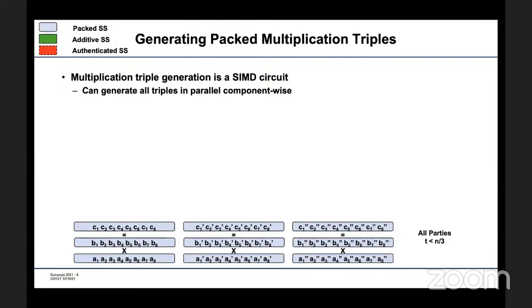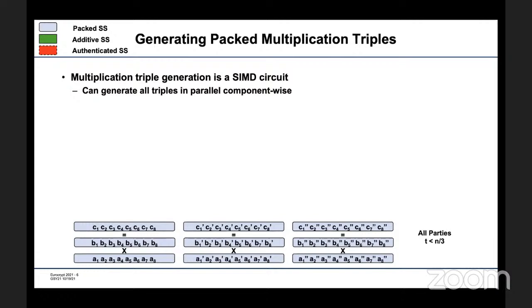triples. And these are just random values A, B, and C, such that C equals A times B. And the observation we make is that multiplication triple generation itself is actually a nice SIMD circuit, because of course all you have to do is take each A, multiply it by each B to get each C. And so we can generate all of these in parallel, in particular in a component-wise fashion.